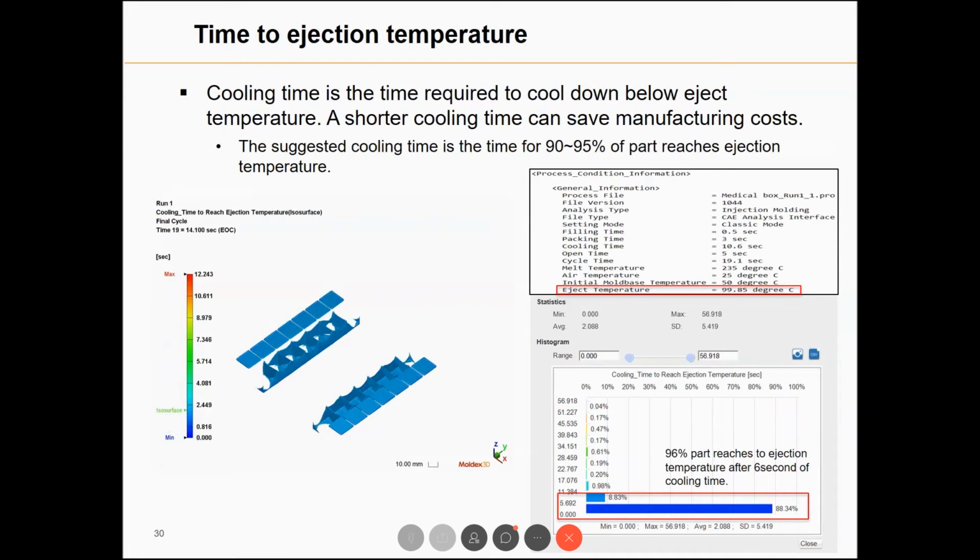So in this case, we can know that 6 seconds of the cooling time can make 96% of the part reach the ejection temperature. And by the way, you also can open the log file to check the ejection temperature too. And in this case, the ejection temperature is about 100 degrees C.